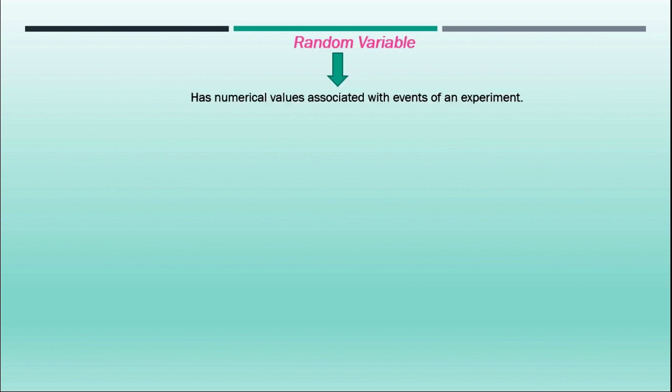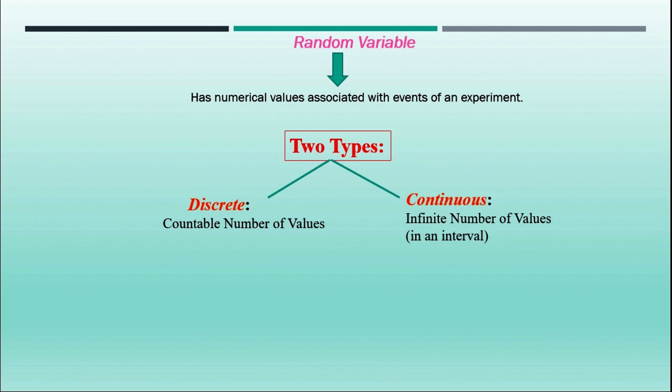Generally, a random variable is a variable having numerical values associated with events of an experiment. Recall that in Chapter 1, we have learned the two types of quantitative data: discrete, which is integers only, and continuous, which has decimals. In this chapter, we will focus on the discrete random variables, integers only. In the next chapter, Chapter 5, we will learn the other type, continuous random variables.